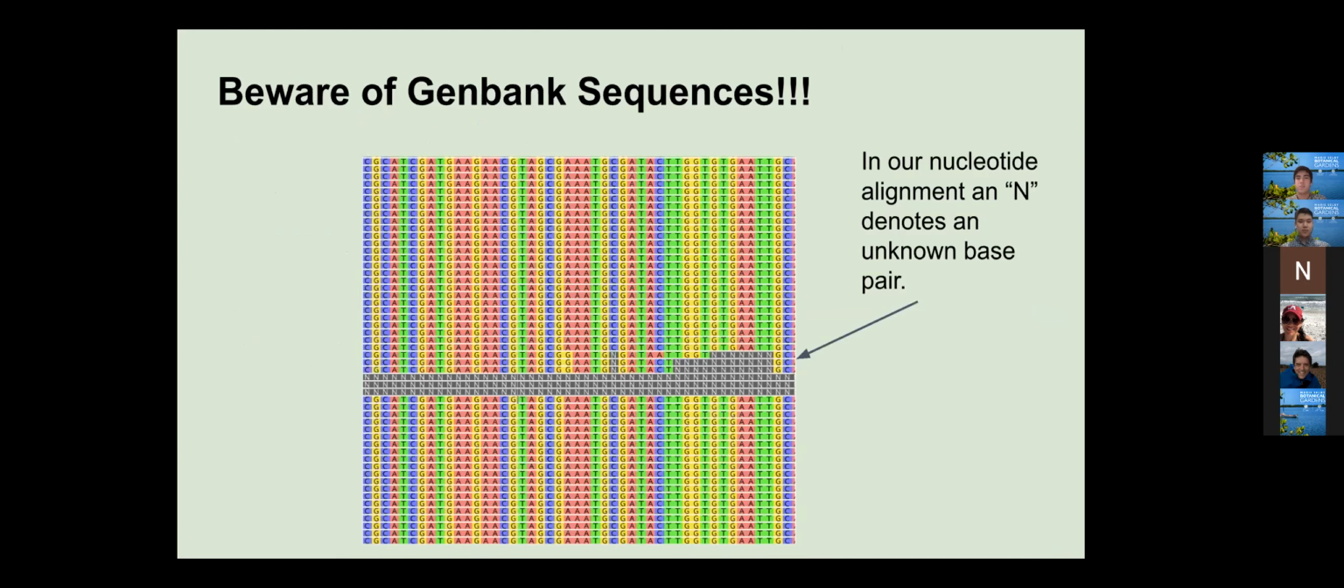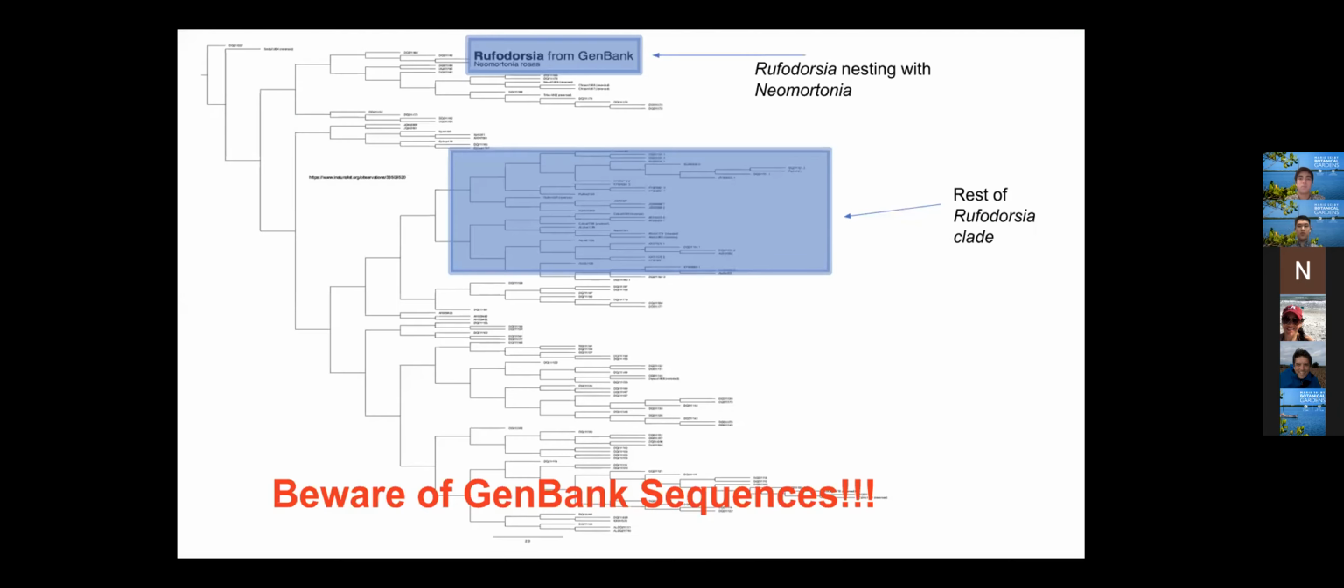Beware of GenBank sequences. Some GenBank submissions have lots of ambiguous base pairs. We went through the GenBank data and excluded some samples because they were messy sequences. In our alignment, an N denotes an unknown base pair, and lots of them can make sequences unreliable. Here we see that Rufidorsia major is nesting with Neomortonia rosea, and it is an incorrectly identified specimen. For that reason, we refrained from using it in our study. If it were a correctly identified sample, it would be nesting with the other Rufidorsias in the bigger blue region on the tree.